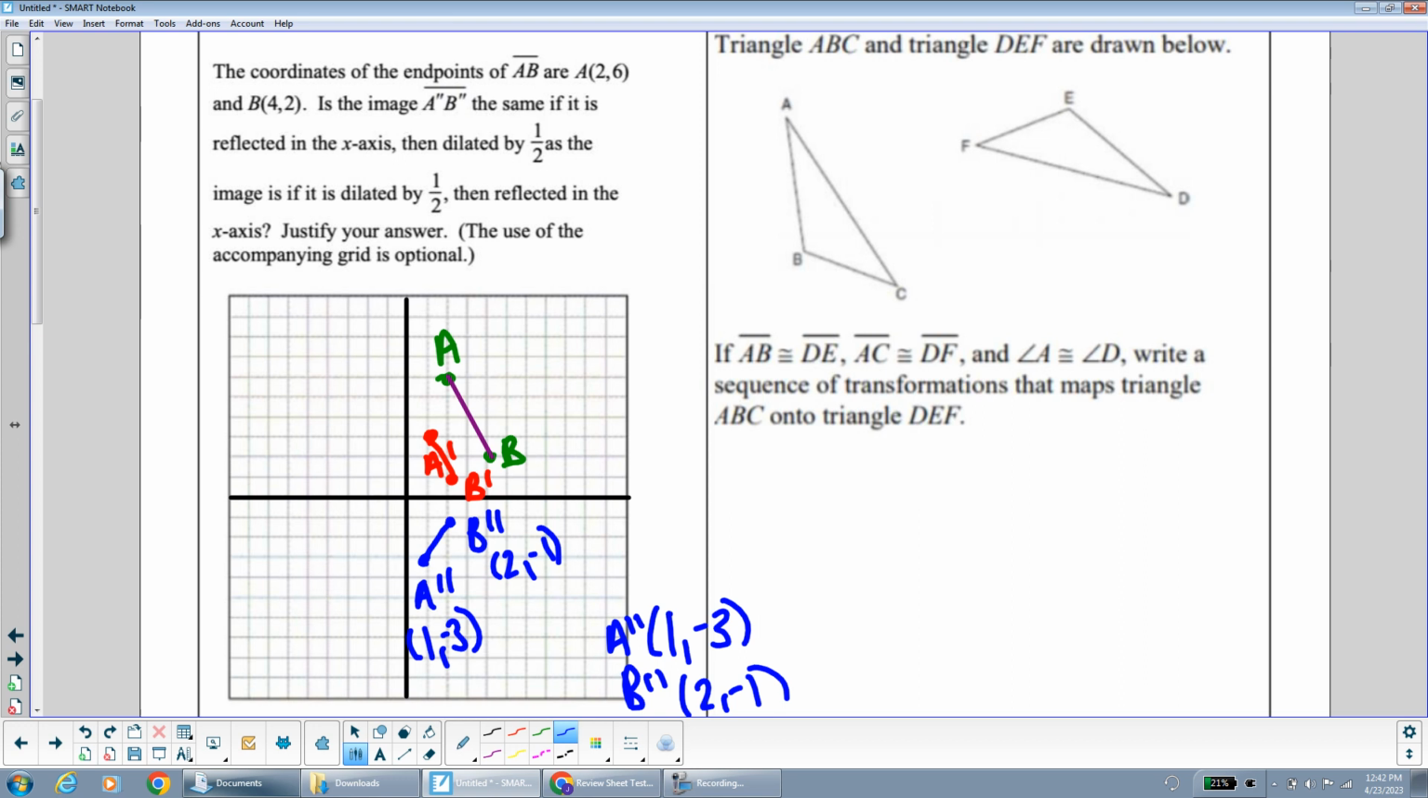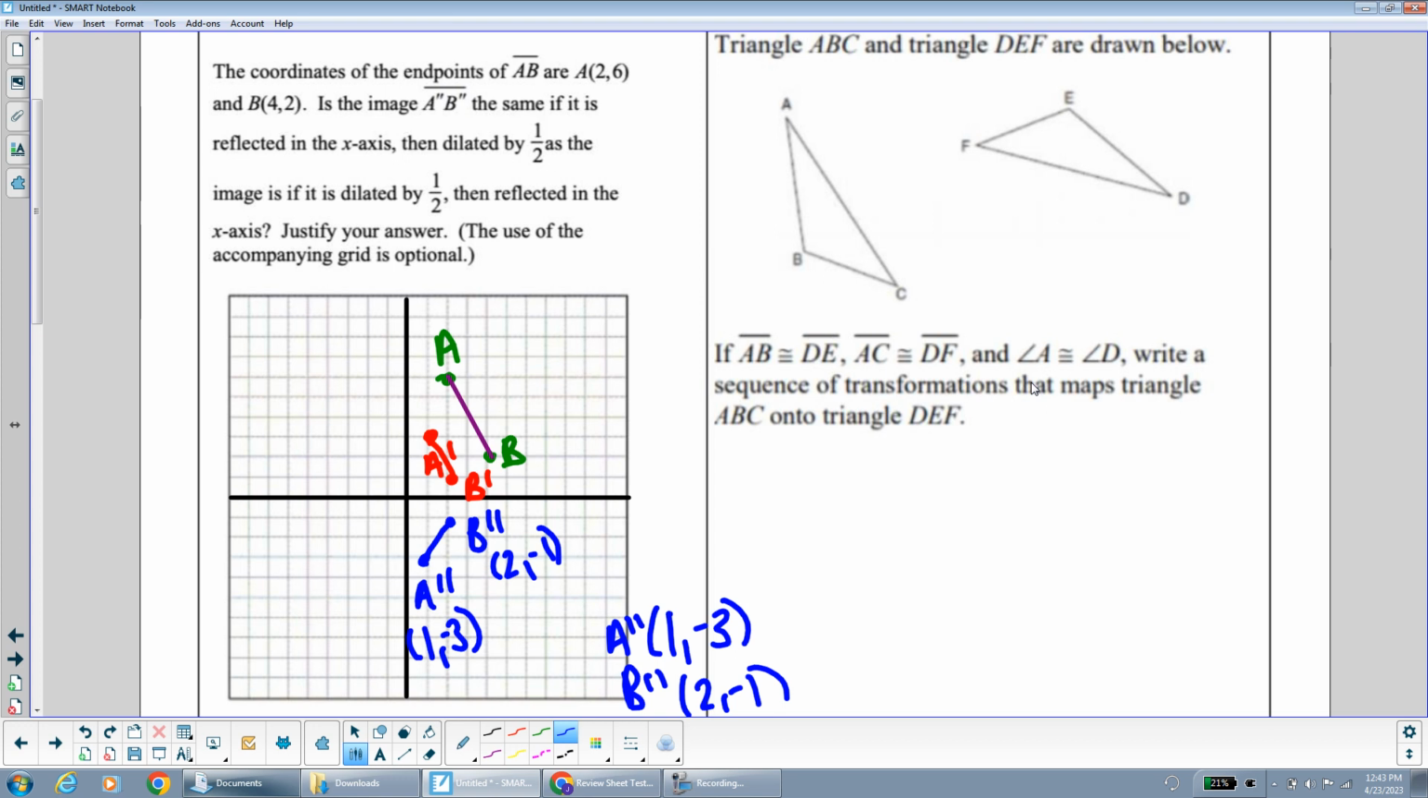So they did end up being the same. They did end up having the same points. So it's not going to always work. The order does matter when you're doing a sequence of transformations, but here with this specific sequence of transformations, the order didn't matter. It was the same thing to do the reflection, then the dilation, as it was to do the dilation and then the reflection. It was the same thing. Okay, let's take a look at the next one.